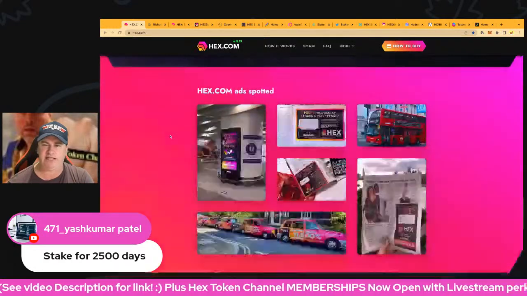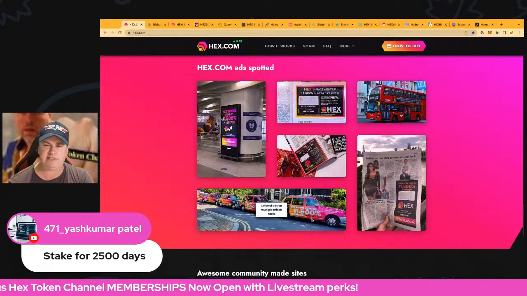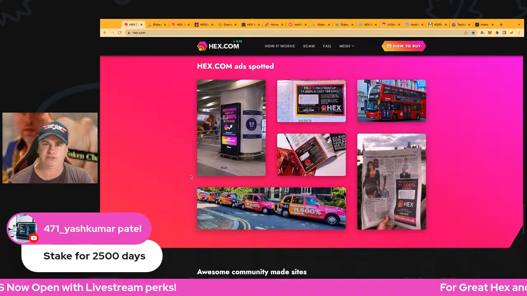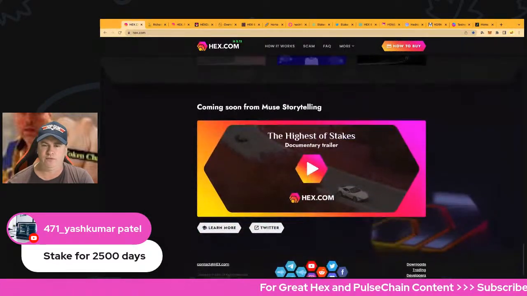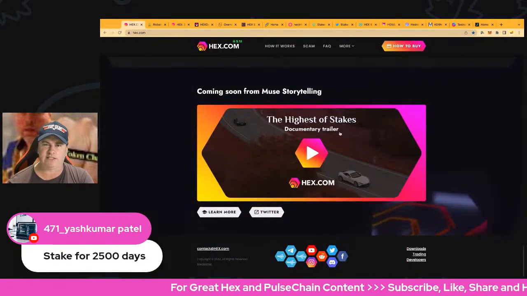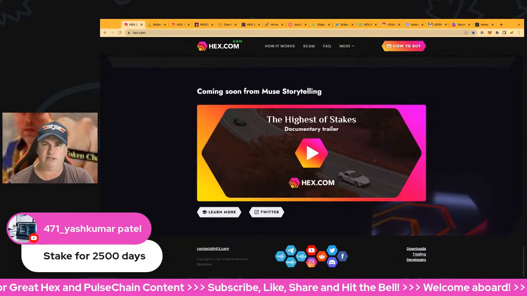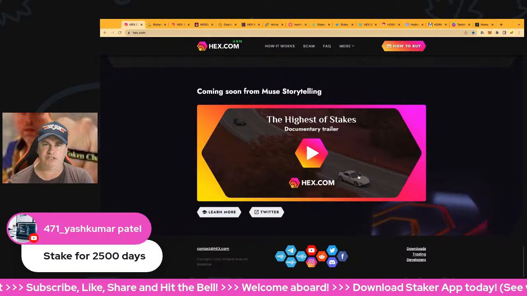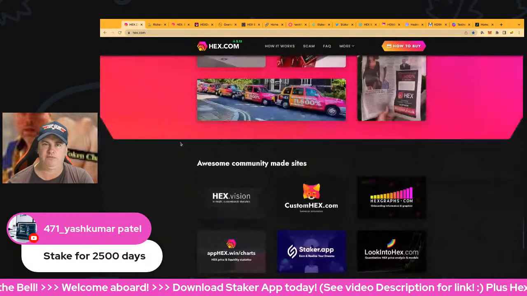Some of the highlights there, you can see Hex has been advertised in a lot of places: double-decker buses, taxis, magazines, newspapers, train stations, all that sort of stuff. It's been out and about, of course. So very, very cool. There's obviously The Highest of Stakes, a documentary coming up. That's going to be massive for Hex retail adoption and virality. So we're looking forward to that. That's got a good chance that it will be out this year. And of course, targeting big streamers like Netflix. It could be very, very cool.